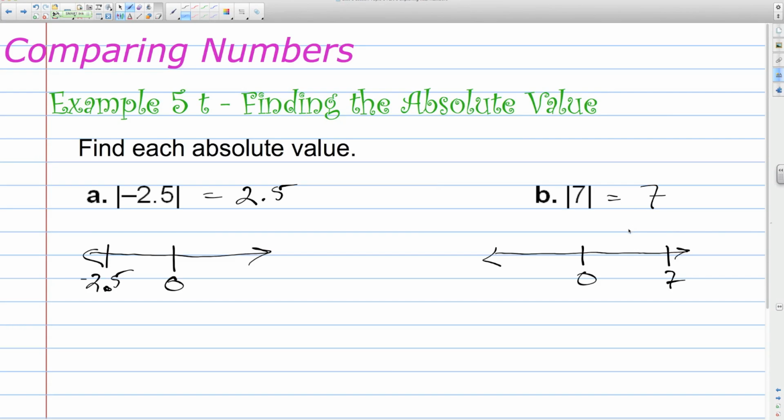But the absolute value of 7 is always 7. The absolute value of a number is always positive.